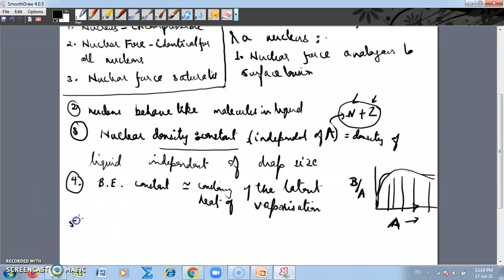And then we have number 5: disintegration of nuclei by emission of particles is analogous to evaporation. Emission of particles is what? We know that in a radioactive element, if I have A and Z, then what happens? You must have learned it in your class 12. We have not yet learned it here. It becomes another element. If it emits an alpha particle, then Z becomes Z minus 2 and A becomes A minus 4, like this.